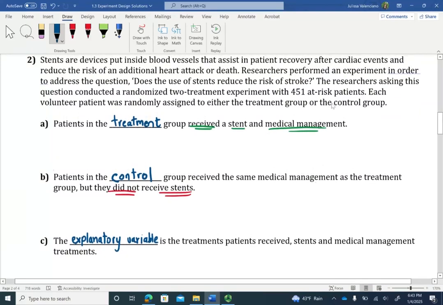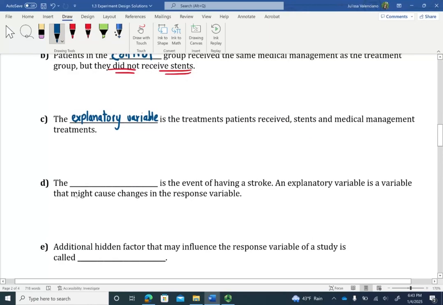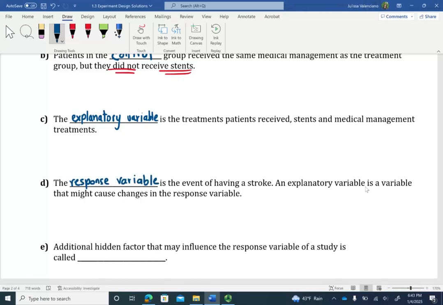Are we seeing more strokes? Are we seeing fewer strokes? Now, in part D, we have the blank is the event of having a stroke. So this is what we call the response variable. And so again, the explanatory variable is a variable that might cause changes in the response variable.